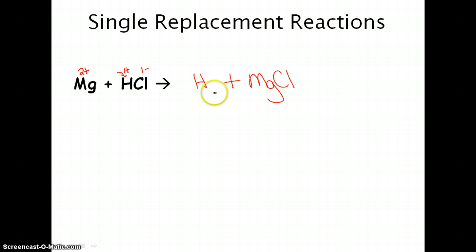Now the one by itself gets evaluated to see if it's a diatomic, and H is. And then in the compound, you're doing swap and drop. So we got Mg 2 plus Cl 1 minus, we get MgCl2. And then to balance the equation, we would just put a 2 there.